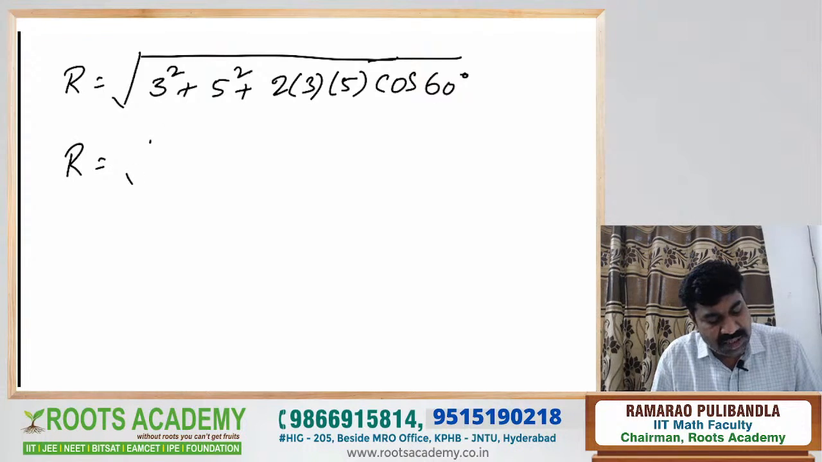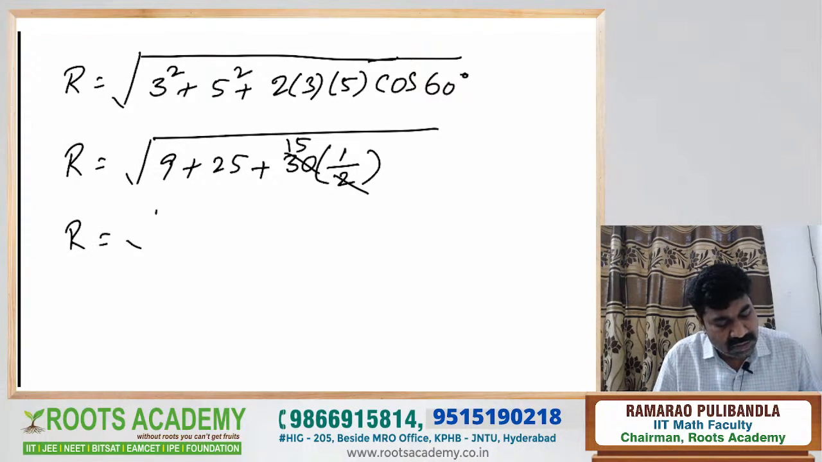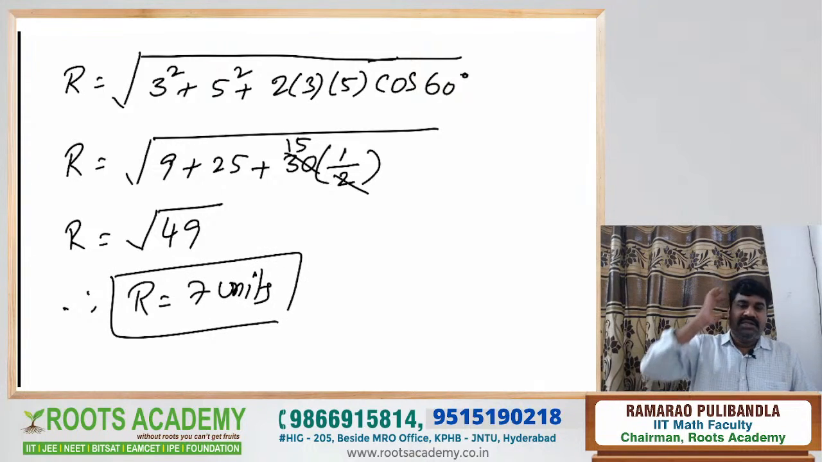R is equal to under root of 9 plus 25 plus 30 into cos 60 degrees, which is 1 by 2. This is nothing but 15. R is equal to root 49. Therefore, the resultant is nothing but 7 units.